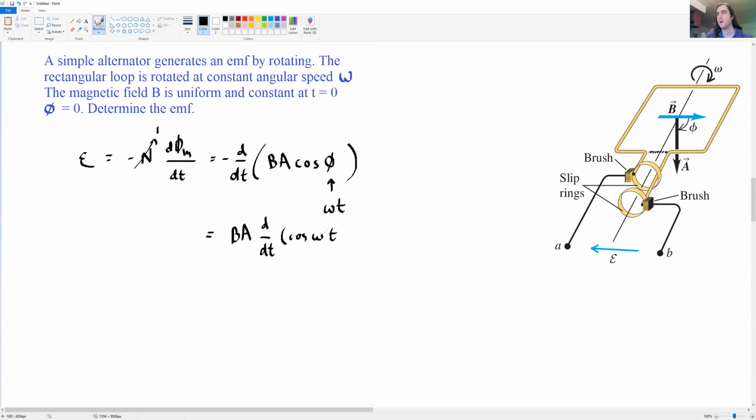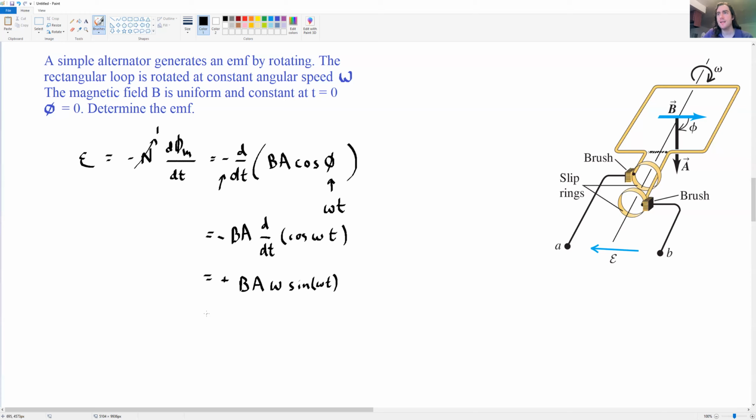And what is the derivative of cosine omega t? Oh, whoops, I forgot my minus sign. This minus sign right here, we can't forget that. What is the derivative of cosine omega t? Hopefully you guys are thinking and you know what it is now. It's omega times the negative sign, so this becomes positive, sine omega t. Did we all get that? Derivative of cosine is minus sine, I mean. Okay, so this is our expression here.